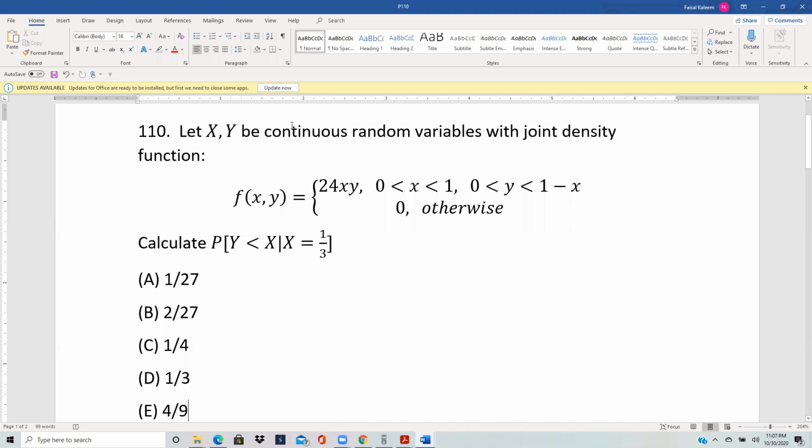Let x, y be continuous variables with joint density function given below. Calculate the probability y less than x given that x equals 1/3.